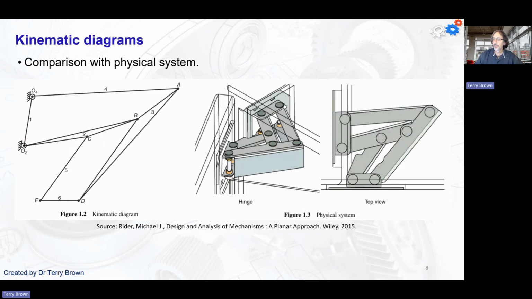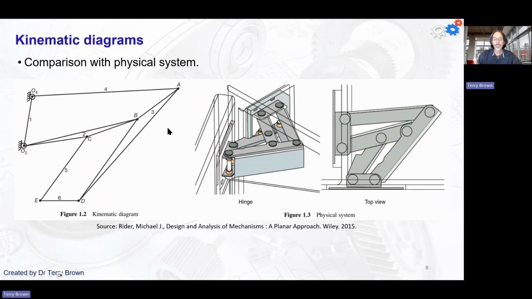Another example of this is a kitchen cabinet door. If you're at home, you can stop the video and go and have a look in your kitchen cabinet. If you're somewhere else, then have a look when you go home and see if you can see a mechanism that looks something like this. This is looking down from the top of the cabinet, looking at the top of the door, and inside the cabinet is here.